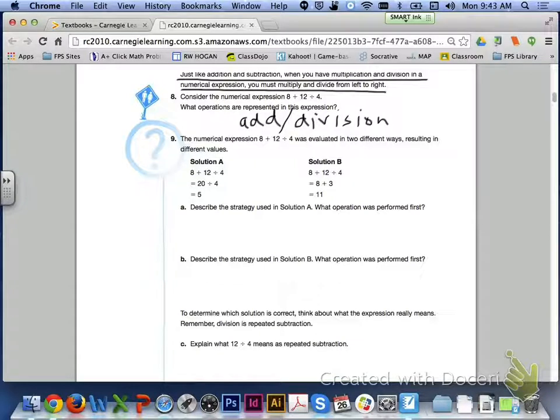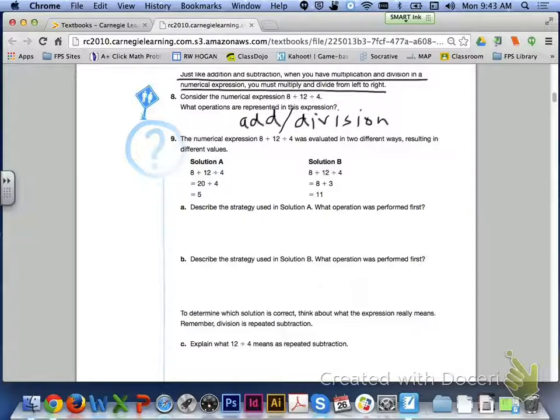Up at the top of page 465, again it states just like addition and subtraction, when you have multiplication and division in a numerical expression, you must multiply and divide from left to right. Let's take a look at number 8. It says, consider the numerical expression 8 plus 12 divided by 4. We can see that there is addition and division that is represented in this expression. So let's go ahead and answer number 9.